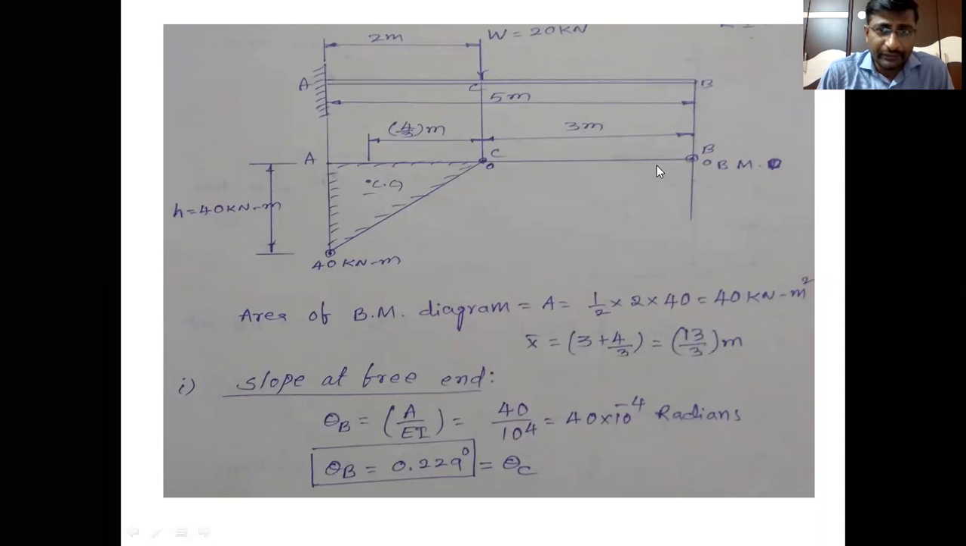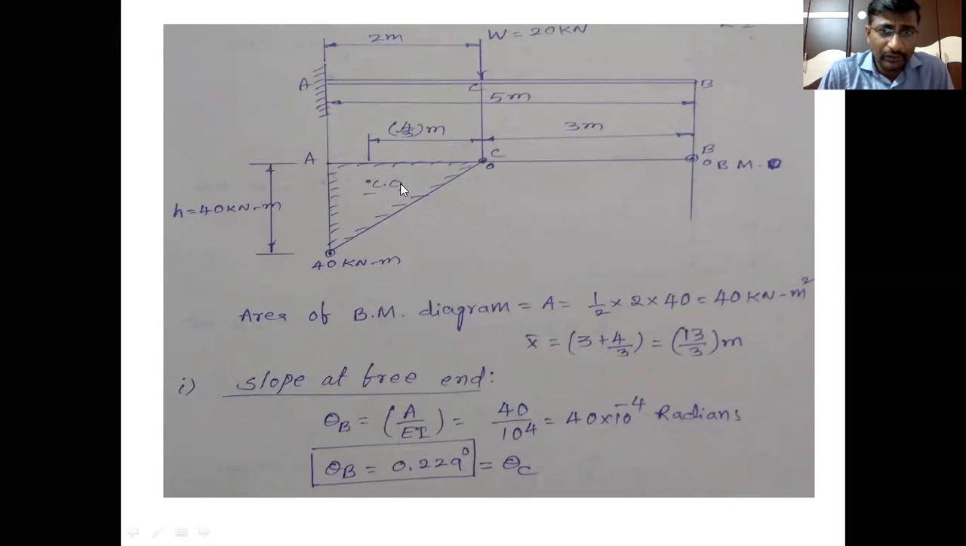Therefore, slope at free end. To find the slope at the free end, the total area of the bending moment diagram between those 2 points divided by EI. What is the bending moment area between A and B? Only the triangle. In this portion, the area of the bending moment diagram is 0. Therefore, theta B is 40 divided by EI, that is 10 to the power of 4. 40 into 10 to the power minus 4 radians. So if you convert the radians into degrees, multiplied by 180 divided by pi, then we will get 0.229 degrees. Theta B equal to 0.229 degrees at point B.